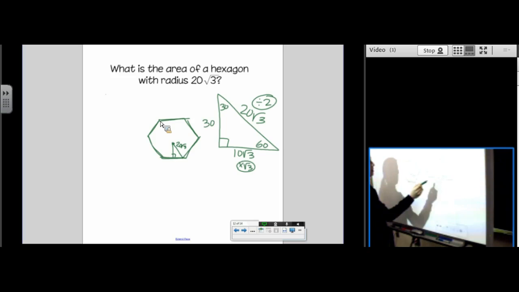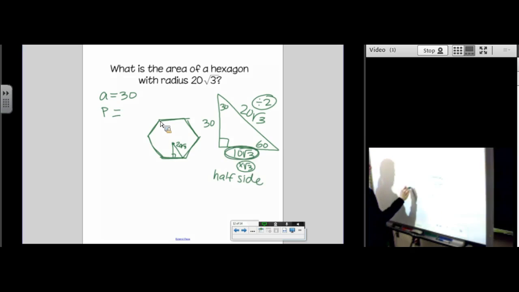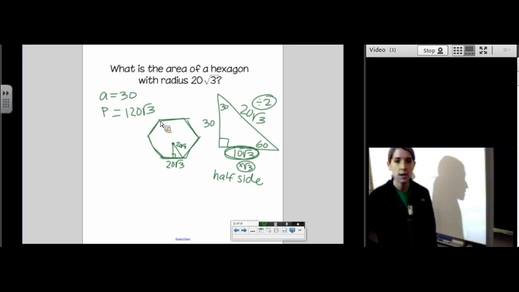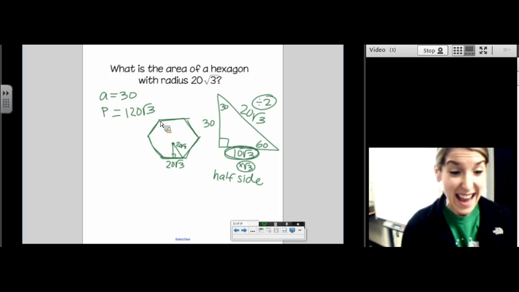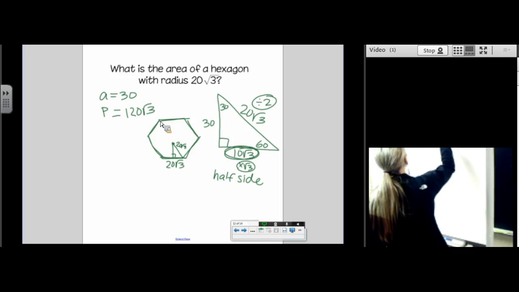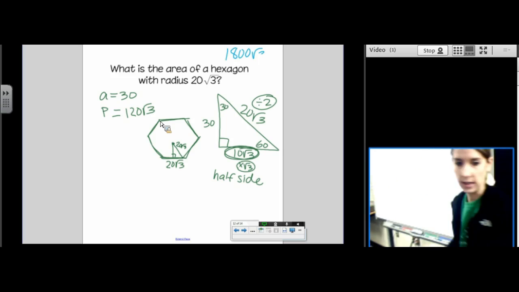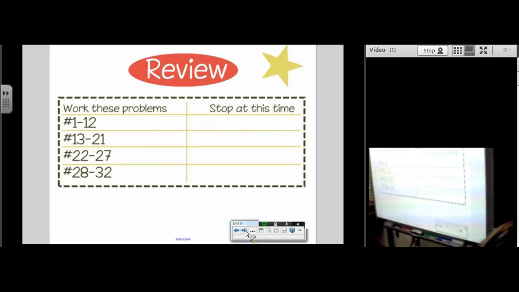What's the perimeter? Remember that this right here is only half of your side. So each side, if I go back to my picture, would be 20 root 3. And there's 6 sides. So apothem times perimeter divided by 2. Yep, 1800 root 3. A large area here. And we don't have units. Okay, let's keep going. Oh, that's all actually.